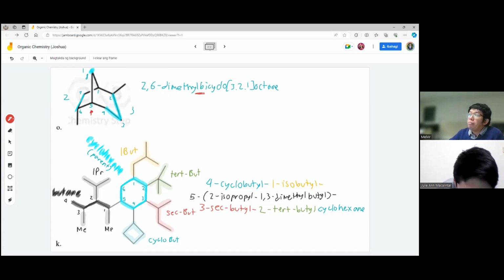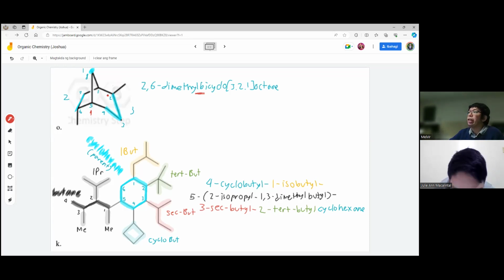Why is carbon 5 not carbon 1? Or your position 1? So what's your priority? Giving the no the lowest number? Okay, good. Your priority is to go first to the bigger ring.